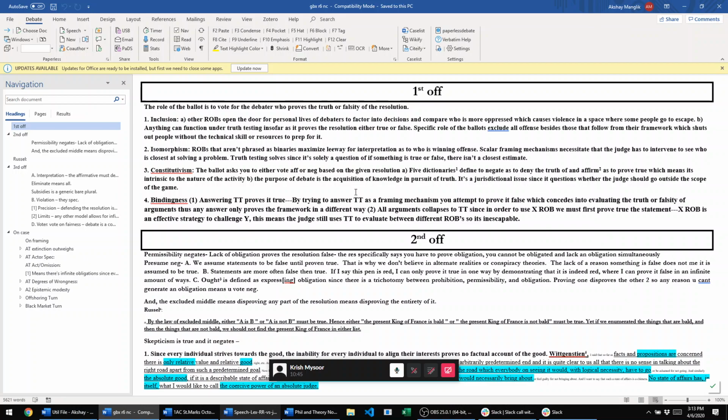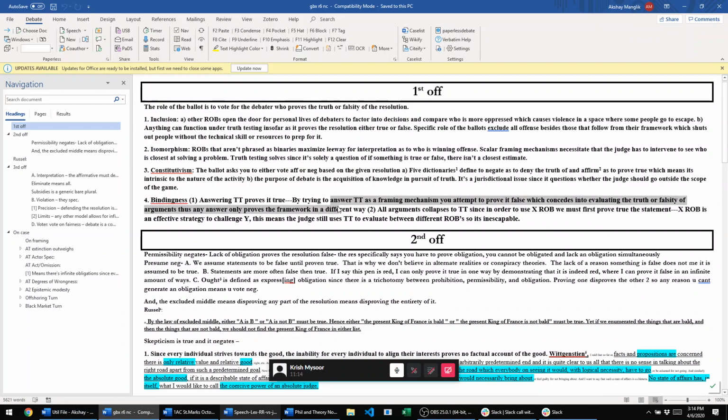The bindingness argument, this one is not really, this one is a really bad collapse argument. So it's like you have to use truth or falsity to answer truth testing, which proves truth or falsity matter. The point here is that truth testing is about proving the truth or falsity of the resolution. We're not saying that the ideas of truth and falsity do not matter at all. Rather, it's a question of whether the resolution should be the focus point here.